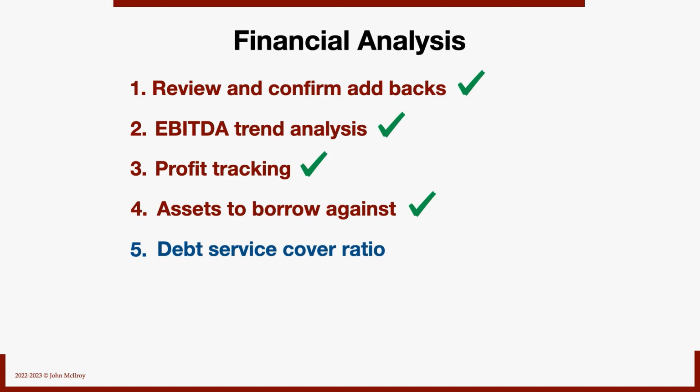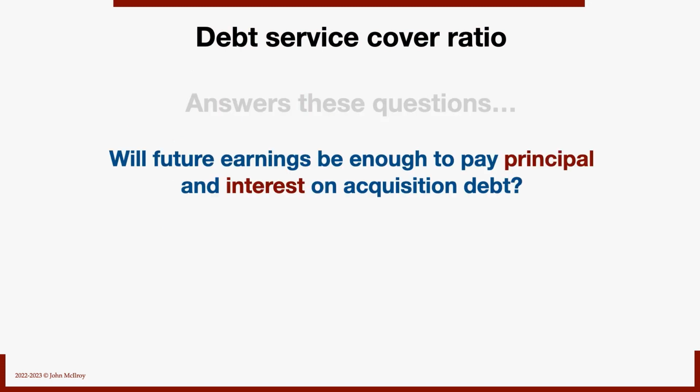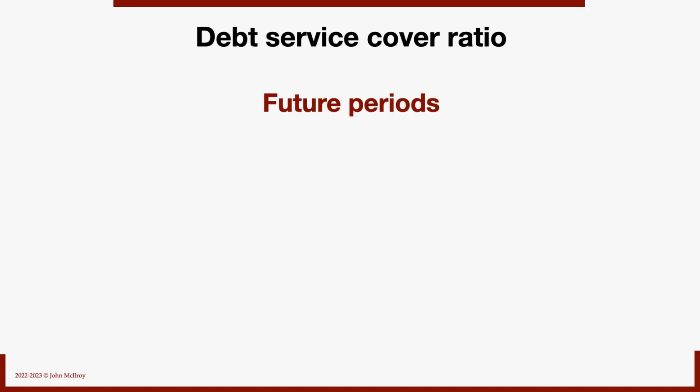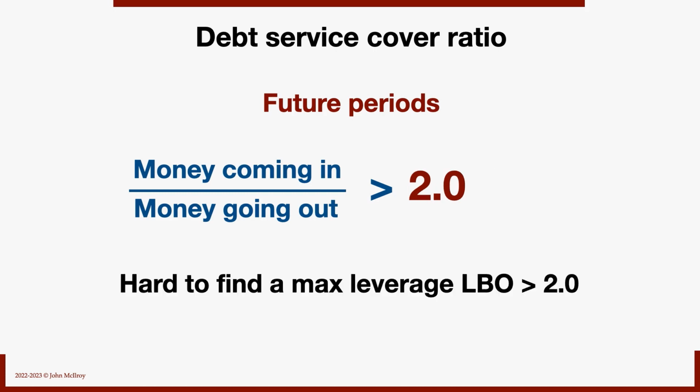Next, debt service cover ratio, or payment cover. We really want to answer these questions when we're looking at payment cover. Will future earnings be enough to pay principal and interest on acquisition debt and other existing debt? And how big should that cushion be? If we're looking at future periods, look at what money is coming in, what money is going out, and make sure that it's over one, because that's what's required to stay solvent. And we want to know, is there enough of a cushion? If we're at 1.5, is that enough? Do we need to go to 2? Is that enough?